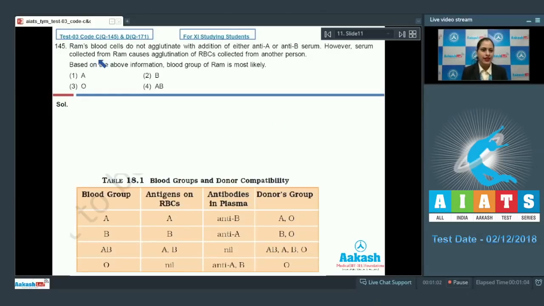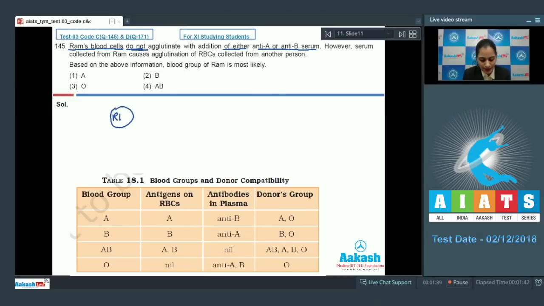Question number 145. Ram's blood cells do not agglutinate with addition of either anti-A or anti-B serum. However, serum collected from Ram causes agglutination of RBCs collected from another person. Based on the above information, blood group of Ram is most likely. And this is given in your question that Ram's blood cells do not agglutinate with addition of either anti-A or anti-B serum. This means that the RBCs of Ram's blood lack antigens.